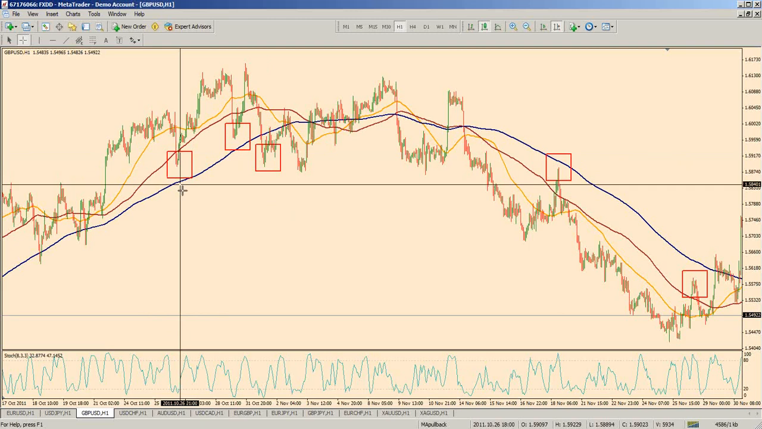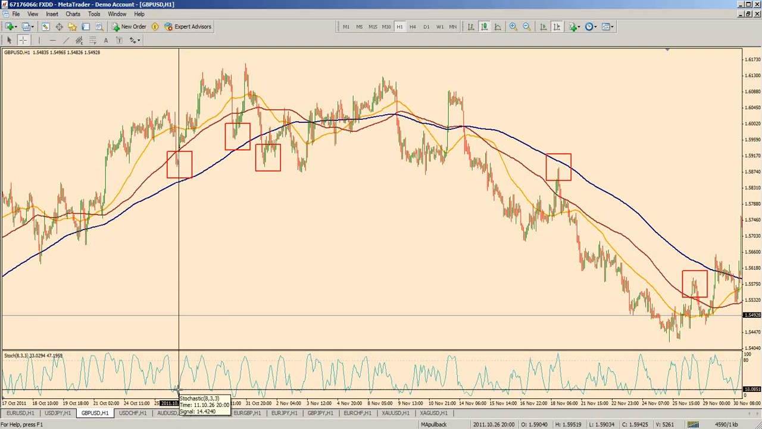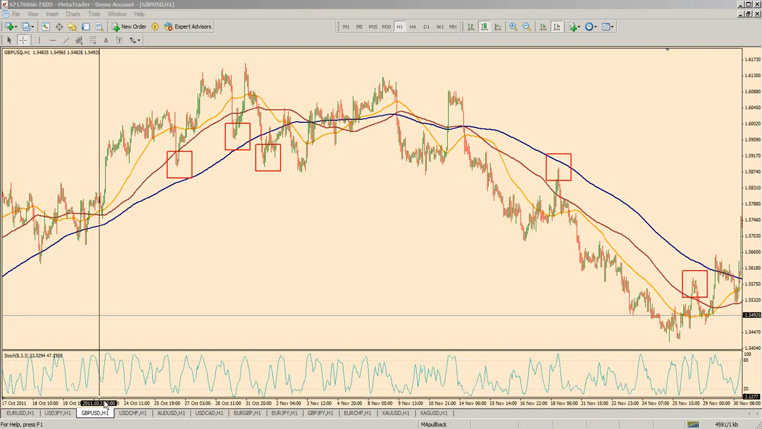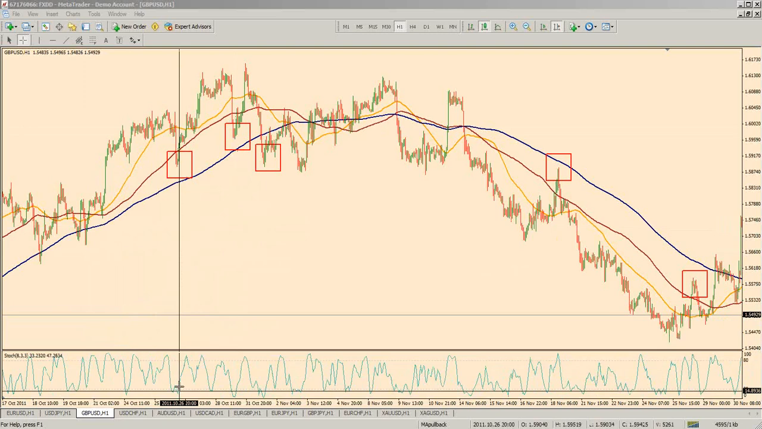Now, number three is we are looking for the stochastics to cross the overbought or oversold line. I'm using slow stochastics. I happen to be using an 8-3-3 setting for slow stochastics. Now, what I'm looking for in an uptrend, and please listen carefully to this because some people get confused by this, is that in an uptrend we are looking for a cross above oversold, which is at the 20 line.